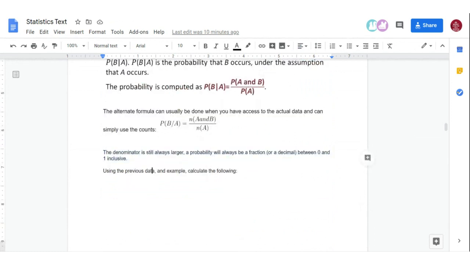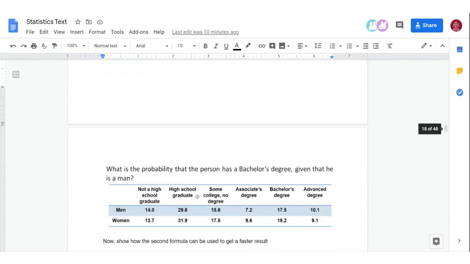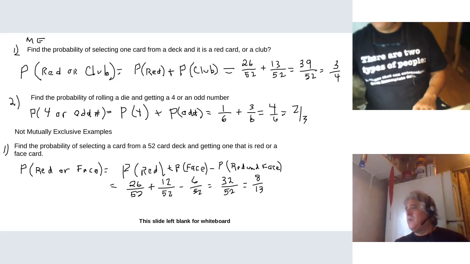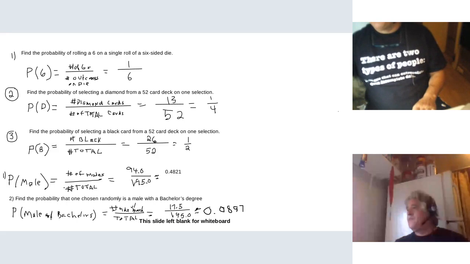So now we use this previous data to calculate two things. You remember we looked at this data, and we looked up two things. We looked at the probability of men in this sampling group, and we came out to, what was it? Let's see. We answered two things. We just go back and see it. So we found the two things.